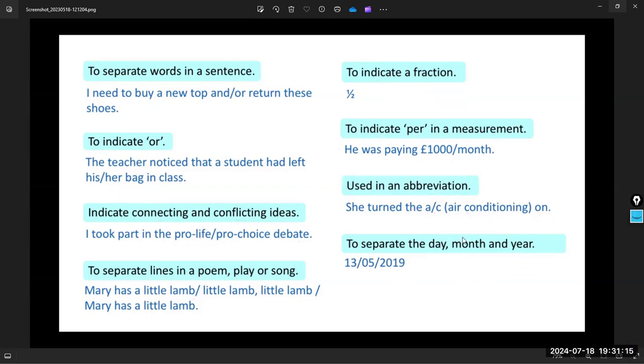Okay, so this is it. I don't know if we have a practice. No, we don't. It's not that hard. The slash punctuation is easy. By the way, I think we need only 15 minutes to finish talking about the rest of the punctuation marks.